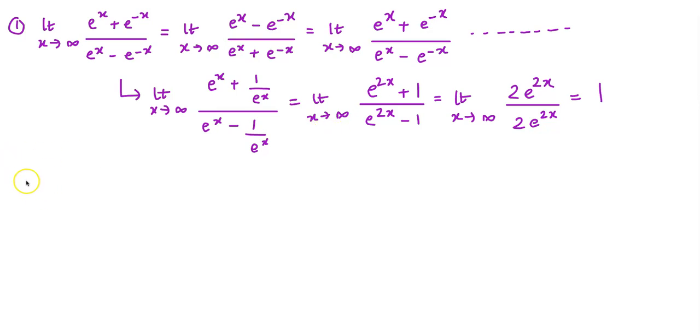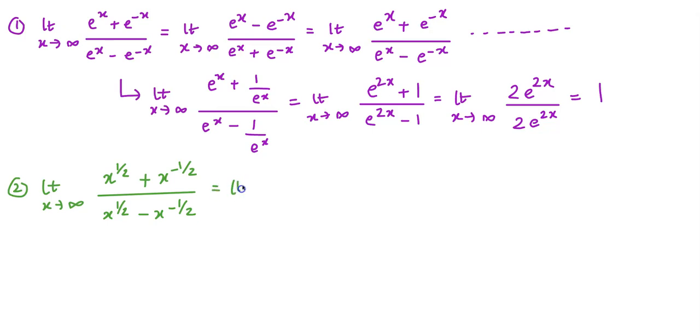So let's look at the example of the limit as x tends to infinity of x raised to the power of half plus x raised to the power of minus half, divided by x raised to the power of half minus x raised to the power of minus half. So this is of the form, this tends to infinity, this tends to 0, this tends to infinity, this tends to 0. This is of the form infinity over infinity, which is good for L'Hopital's rule, right?